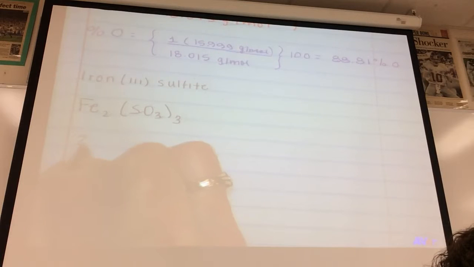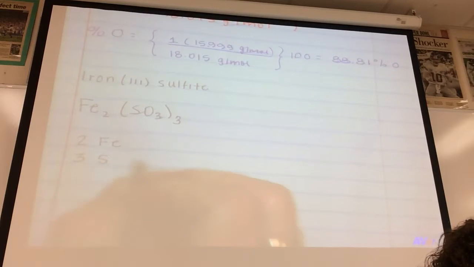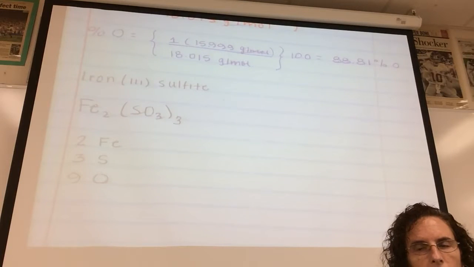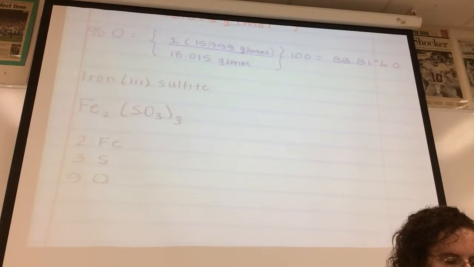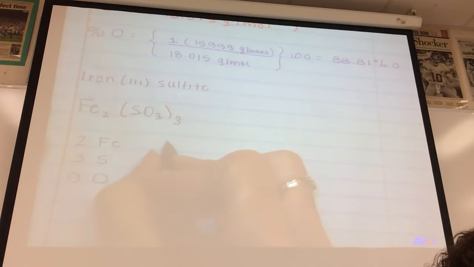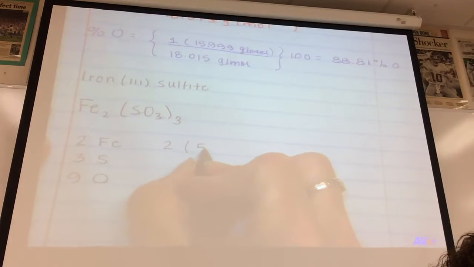We have 2 iron. 3 times 1 is 3 sulfur. 3 times 3 is 9 O's. Just like we did at the beginning of the period. We get the molar masses off the periodic table.